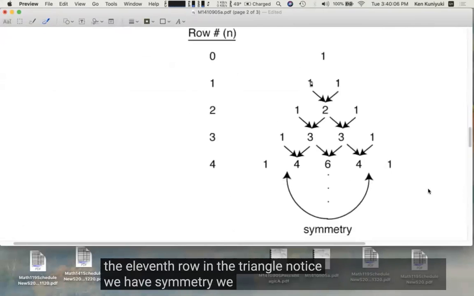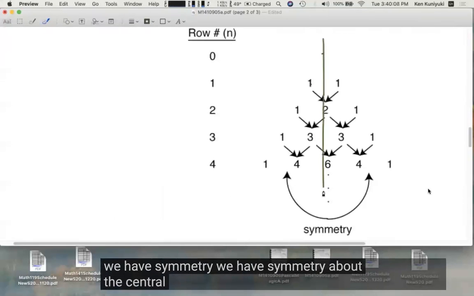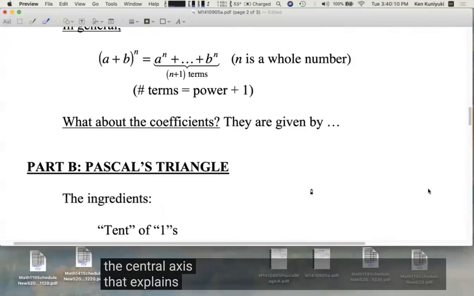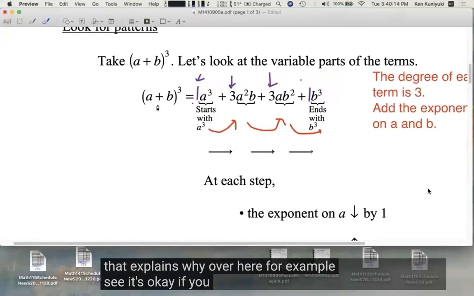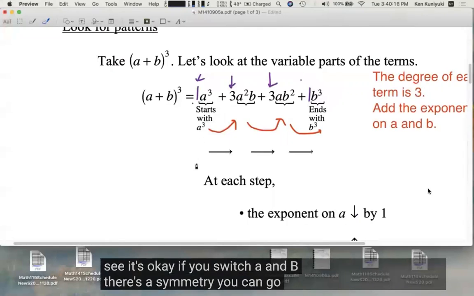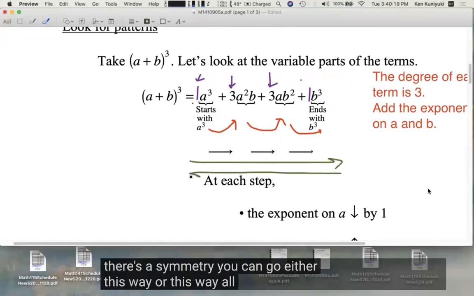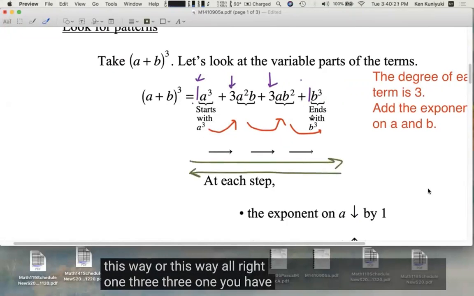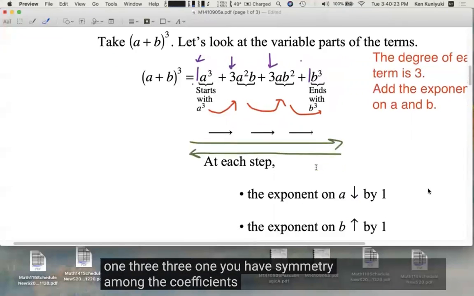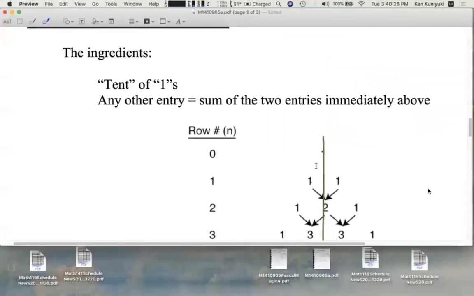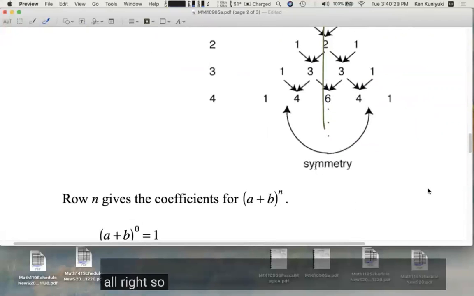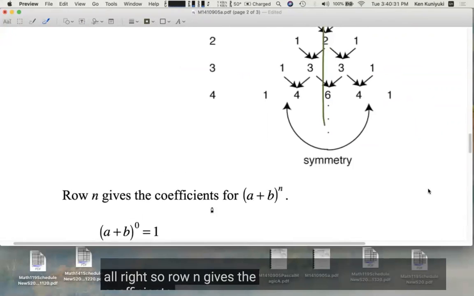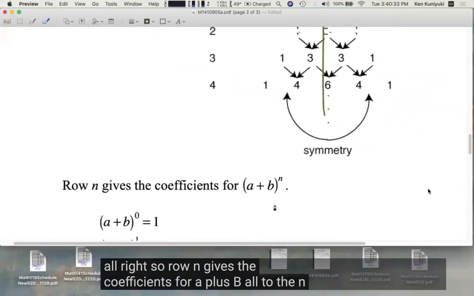Notice we have symmetry. We have symmetry about this central axis. That explains why, over here, for example, it's okay if you switch a and b. There's a symmetry. You can go either this way or this way. 1, 3, 3, 1, you have symmetry among the coefficients. So row n gives the coefficients for a plus b all to the n.